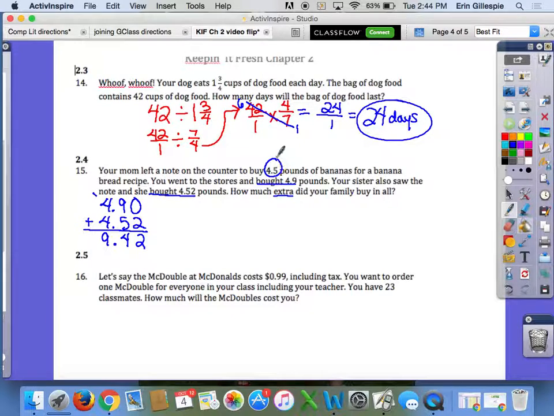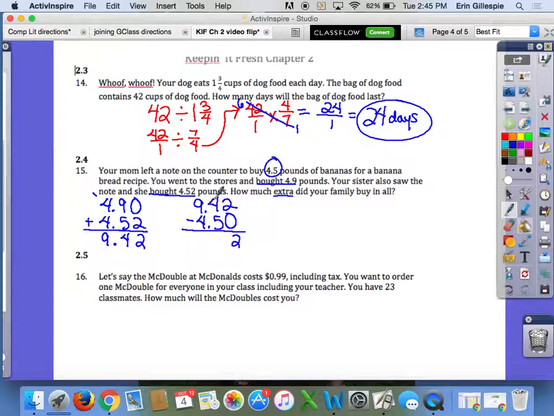But what did Mom want? Mom only wanted 4 5/10. So how much extra did we buy? Well, we can subtract to figure that out. So 9 42/100 minus 4 5/10. Again, the key is to line up the decimals for subtracting as well as adding, so I can fill in that 0 there. 2 minus 0 is 2.